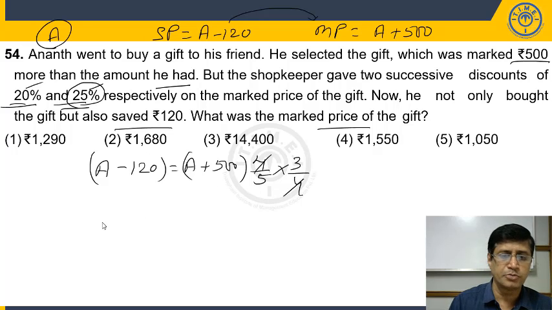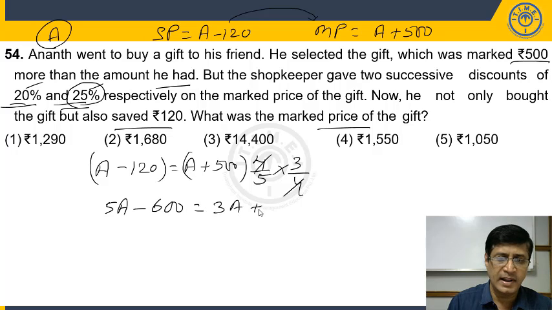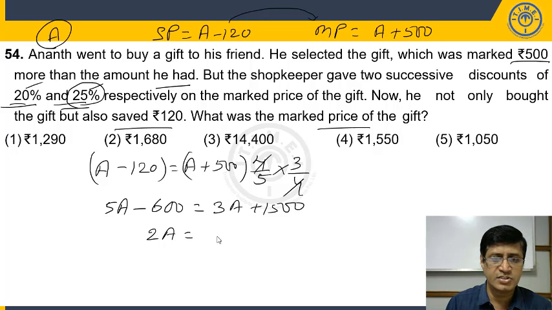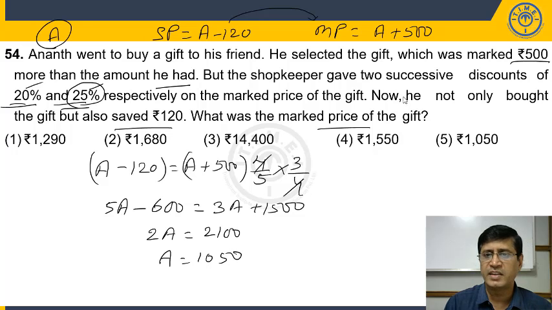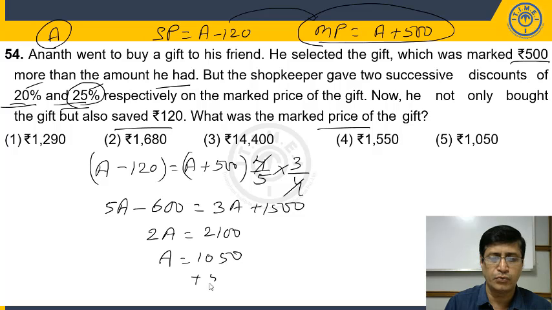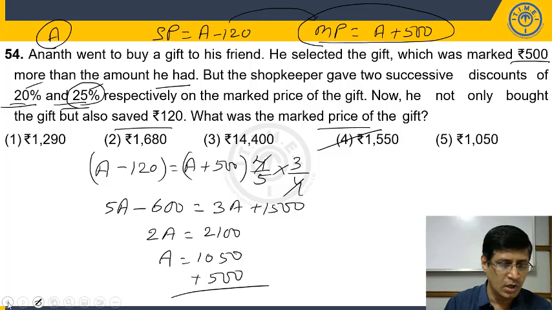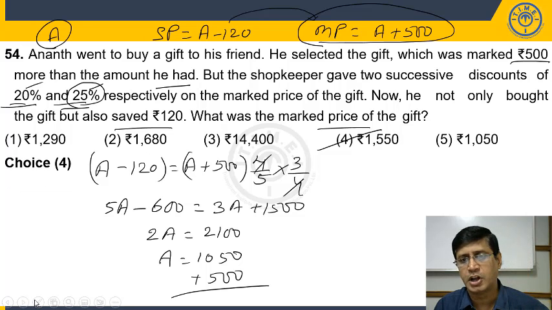Now just by doing cross multiplication, 5A minus 600 is equal to 3A plus 1500. By taking A to one side, 2A is equal to 2100. The value of A is equal to 1050. But what is asked here? The market price of the article. For the market price, just add 500 to this. It will give 1550. That is the market price. Option number 4, the fourth choice, is the right answer.